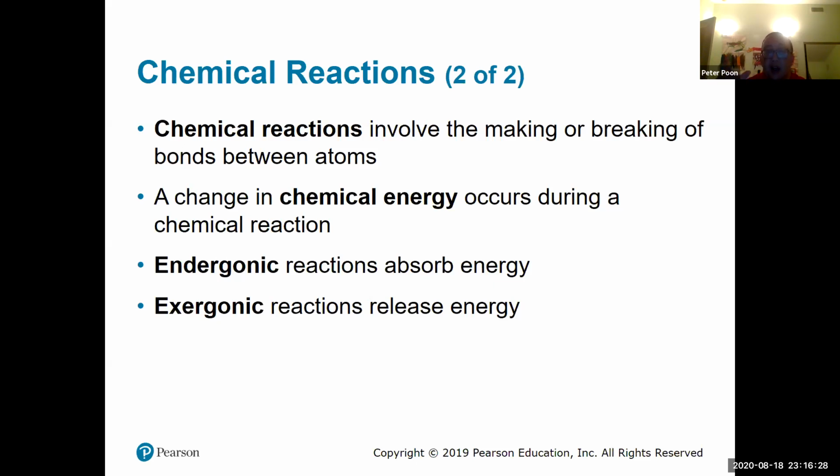Endergonic reactions absorb energy, so they require energy from other places. An exergonic reaction releases energy. They usually provide energy to other places. So you can kind of see how these two will fit together. An exergonic reaction will feed an endergonic reaction.